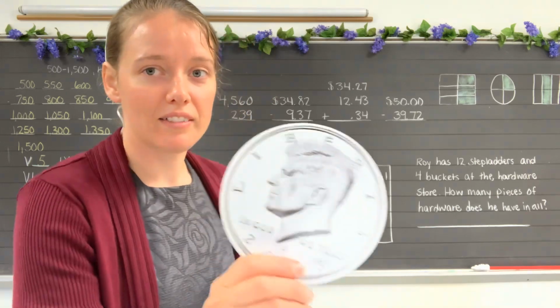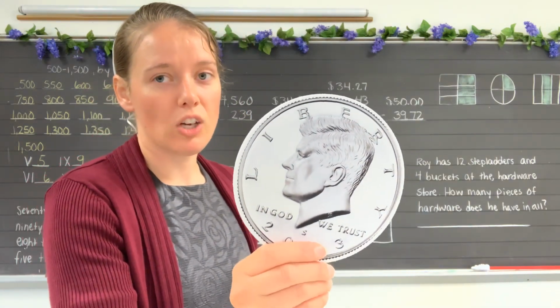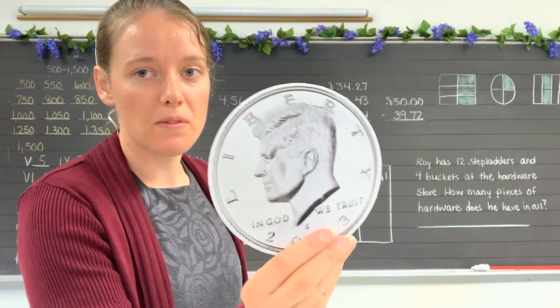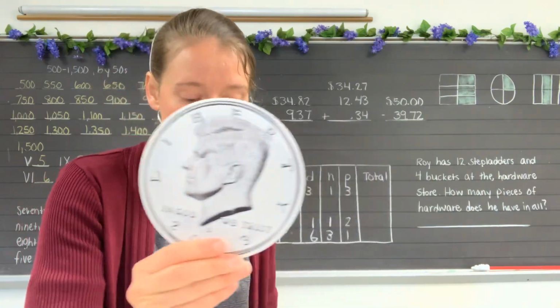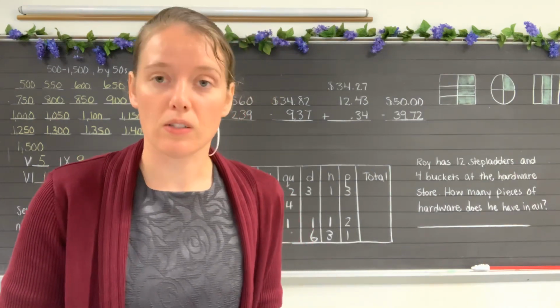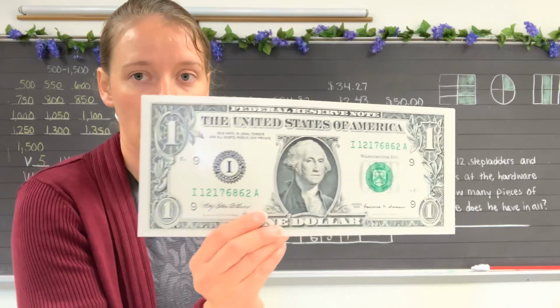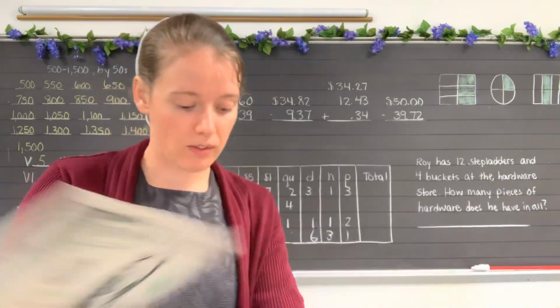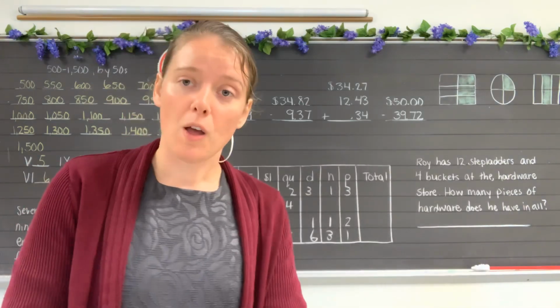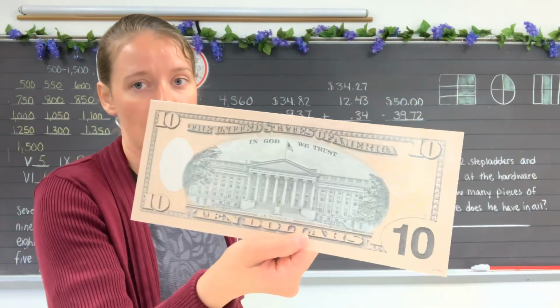And this is the half dollar. John F. Kennedy is on the half dollar, and it is worth 50 cents. We go by 50s for half dollars. Okay, and then the dollar bills, so ones. We have a $1 bill, and we go by ones for those. We have a $5 bill, and we go by fives. And we have a $10 bill, and we go by tens for those.